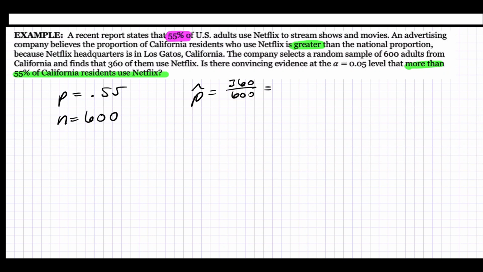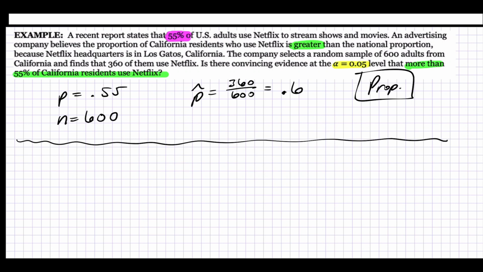Okay, so let's change p hat to a decimal. What is it as a decimal? 0.6. One more piece, alpha level. That's also a part of it, but it's also important. Our alpha level is 5%. Okay, and it is proportions. Yep, that's always important. All right, so let's get started.